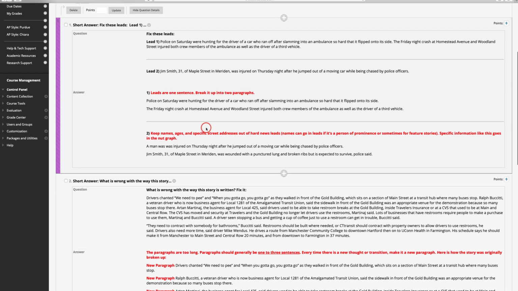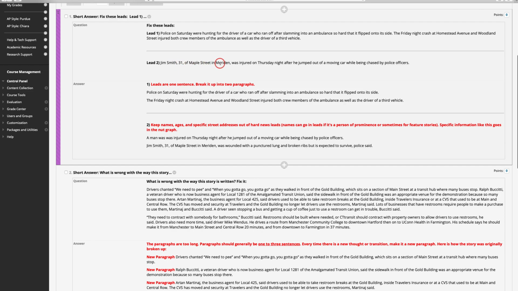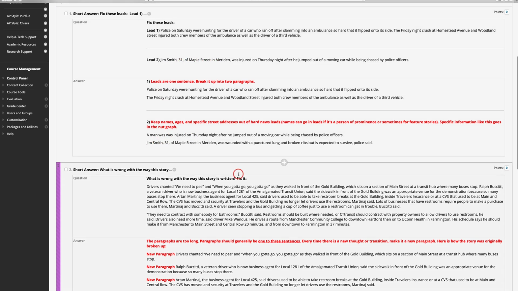So what is a good fix to it? Well, instead of listing the person's name and age, just give them a descriptor. A man. A man was injured on Thursday night after he jumped out of a moving car. Then in your nut graph is when you start to give all the details. Jim Smith, 31, Maple Street, Meriden, blah, blah, blah, and you keep going on, right? And there, of course, would be more to this paragraph, but the big issue here is too many details.